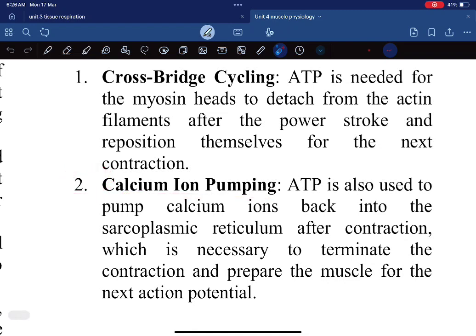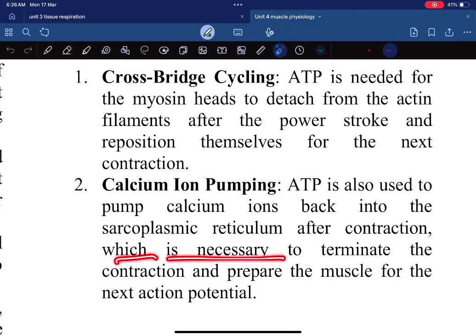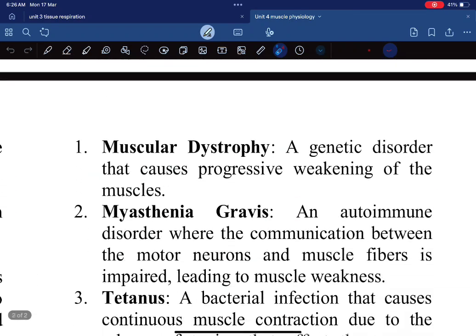Second, calcium ion pump. ATP is also used to pump calcium ions back into the sarcoplasmic reticulum after contraction, which is necessary to terminate the contraction and prepare the muscle for the next action potential.